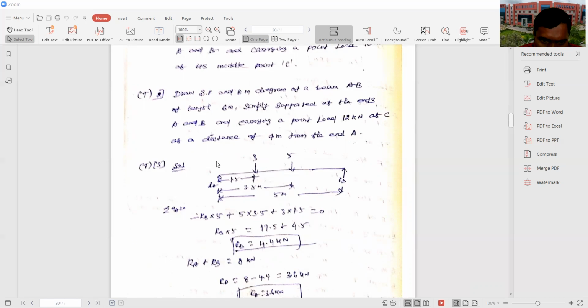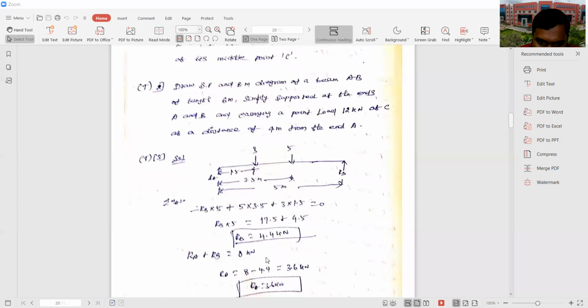So taking moment at A equal to 0, therefore here RB is upward towards anti-clockwise, so minus RB into distance 5 plus, because this is clockwise, downwards, clockwise towards the section we consider. So plus 5 into distance 3.5. Similarly plus 3 into 1.5, which is equal to 0. Here the unknown value RB, we can calculate 4.4 kilonewton.